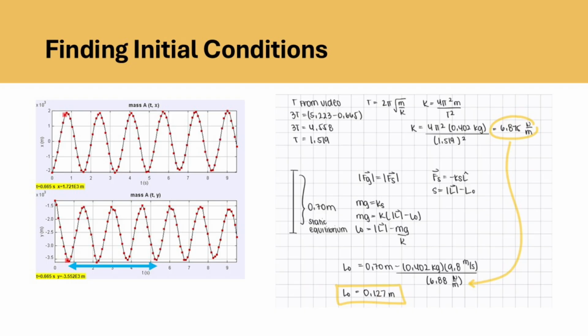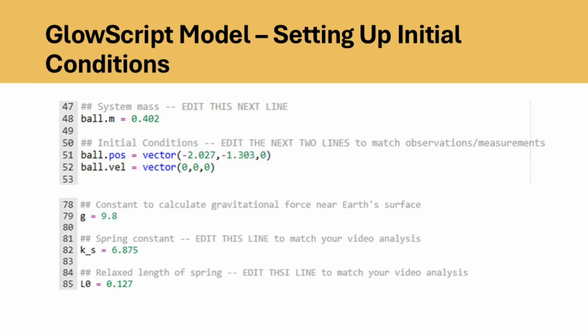For finding our spring constant and relaxed length of spring, we use our graph in the x direction to find the period at t1 to t3 and solve for T. We use that T to solve our spring constant using the formula of the time period of a mass spring system, which is 6.875 newtons per meter, and from there we use k to find our relaxed length of spring, which is 0.127 meters. In GlowScript, we set our initial conditions from what we obtained beforehand.